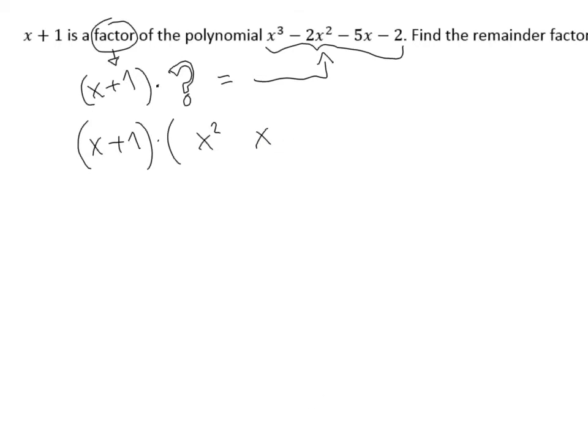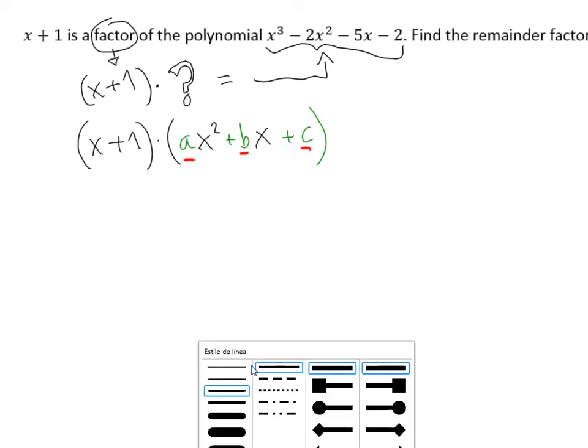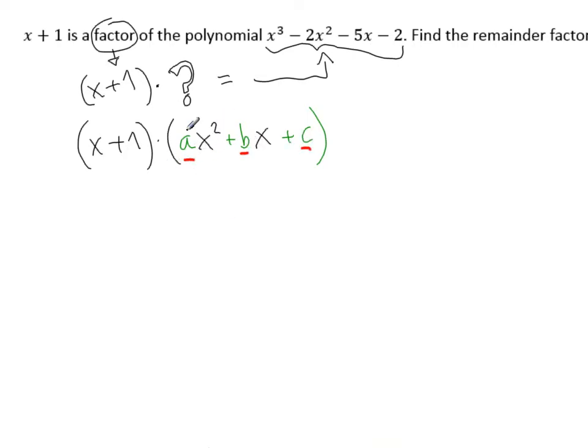Now, that something is going to have an x to the power of 2. And it's going to have an x to the power of 1. Which is why I can assume that x plus 1 times something is going to give me this x to the power of 3 minus 2x squared minus 5x minus 2. So if I multiply this using what I did earlier on, I'm going to be getting ax to the power of 3 plus bx squared plus cx plus ax squared plus bx plus c. I'm just doing one times the other and so forth.